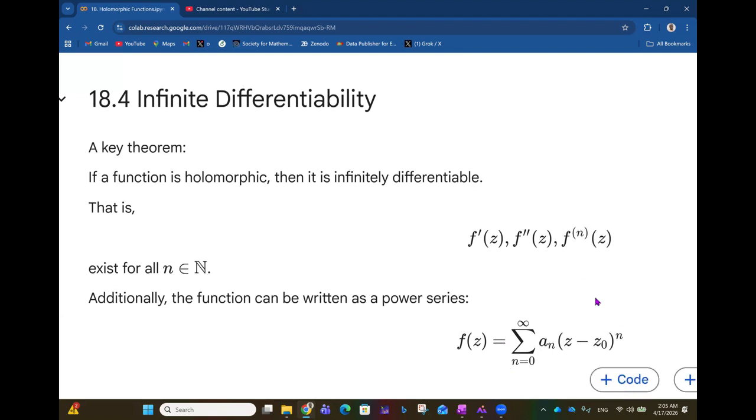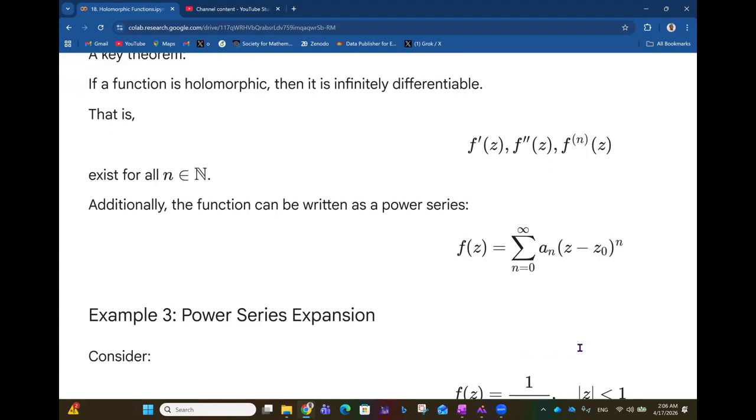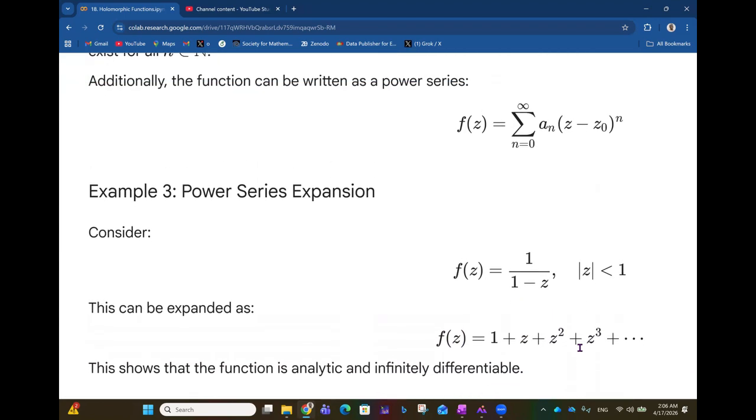All right, so now we are coming to the idea of series, and down the line we're going to talk about series in the context of complex numbers. So let's talk about power series expansion. Consider f of z equals 1 over 1 minus z for absolute value of z less than 1. For this to hold, z must lie between minus 1 and 1. This can be expanded as f of z equals 1 plus z plus z squared plus z cubed and so on. This shows that the function is analytic and infinitely differentiable.